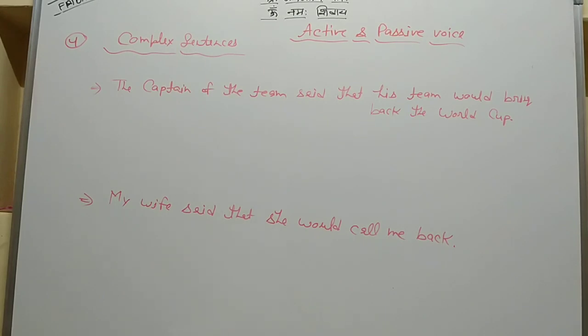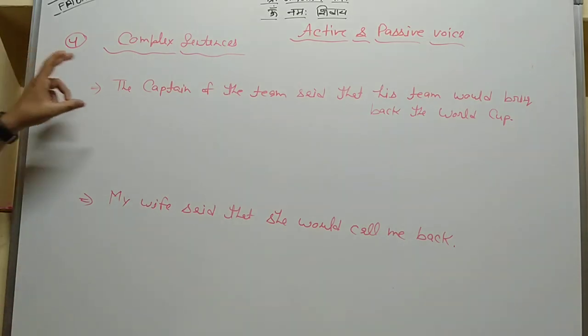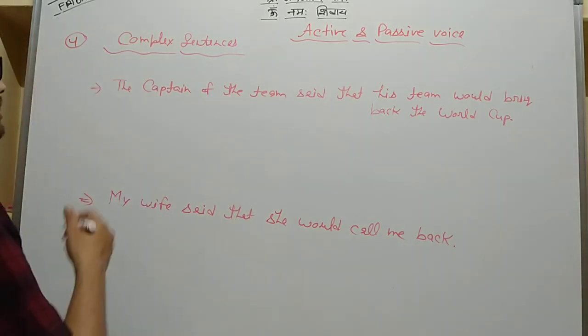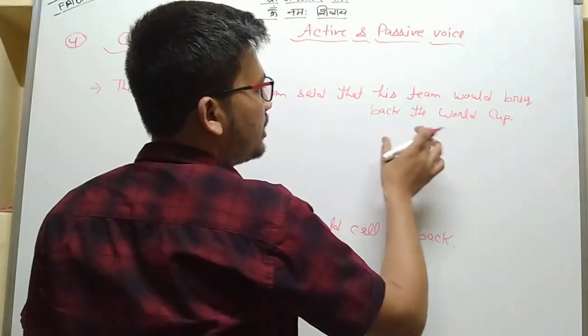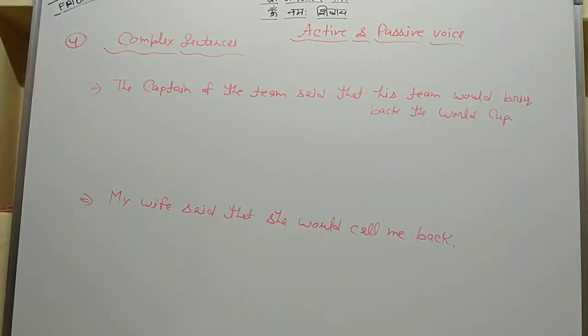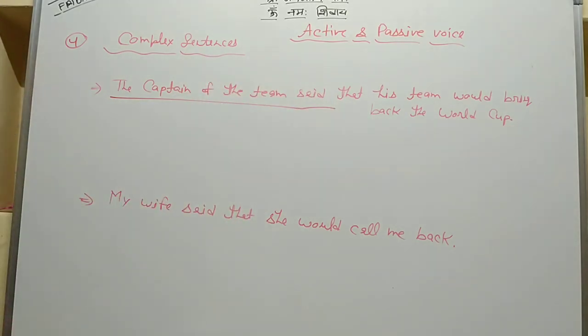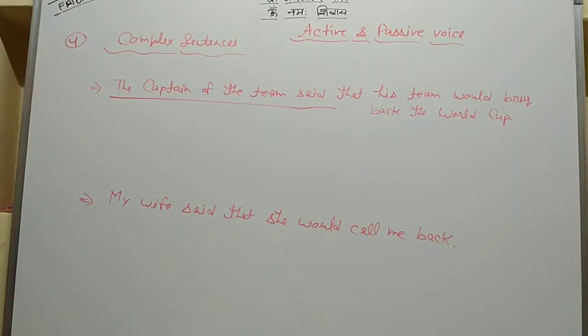In last, the fourth number is complex sentences. What are complex sentences? Where two sentences join together and make one sentence. So, what is the process to change these sentences into passive voice? Look at this example: the captain of the team said that his team would bring back the World Cup. We should make this part into passive voice and repeat the rest the same. This is the process to change active to passive in complex sentences.